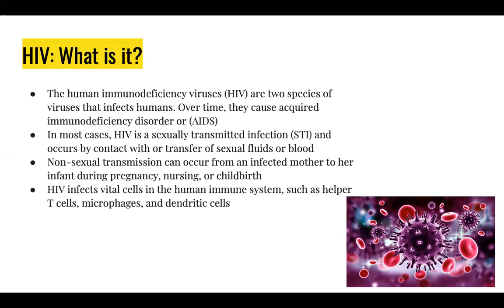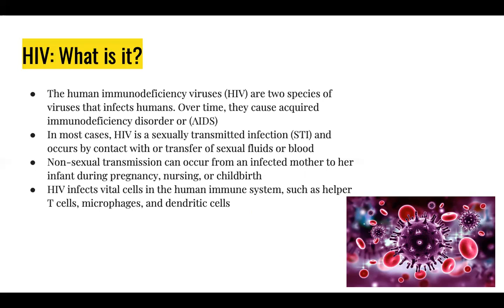In most cases, HIV is a sexually transmitted infection, STI, and occurs by contact with body fluids, blood, or shared needles. Non-sexual transmission can occur from an infected mother to her infant during pregnancy, nursing, or childbirth. HIV infects vital cells in the human immune system by attacking helper T cells, macrophages, and dendritic cells that are all part of the immune system.